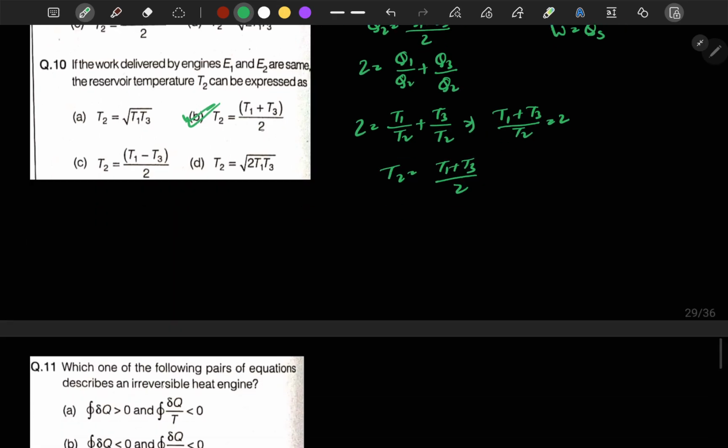So option B here is correct. Now moving to the next question, question number 11. Here we have to find which one of the following pairs of equations describes the irreversible heat engine. So we know that for an irreversible heat engine, by the Clausius inequality, the cyclic integral of del Q by T must be less than 0. We got two of these options, and now we have to tell whether for irreversible the net Q is greater than 0 or less than 0.